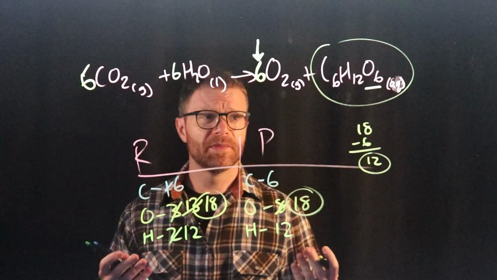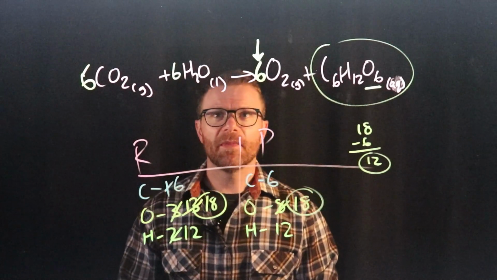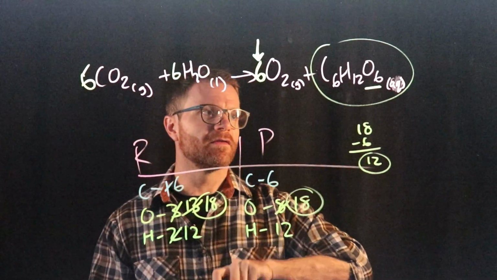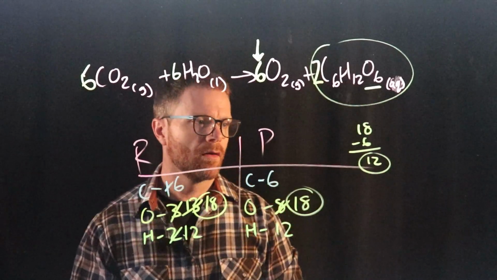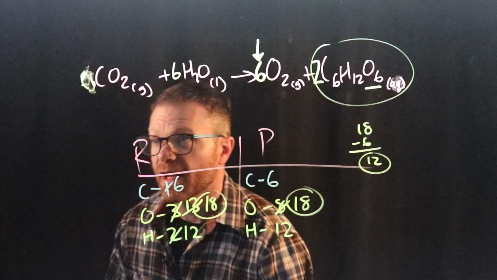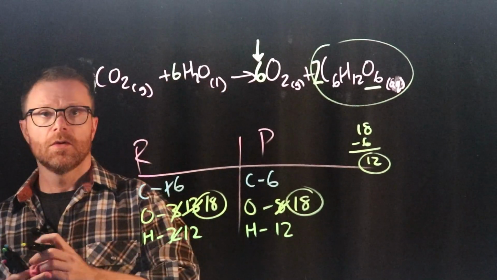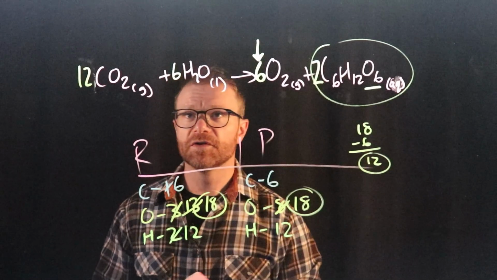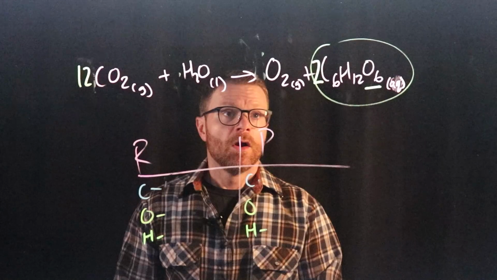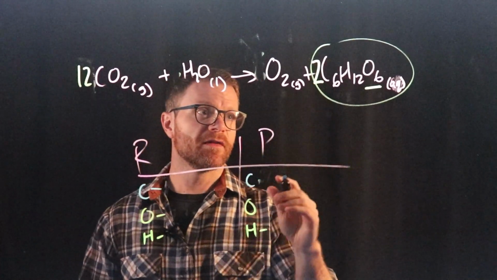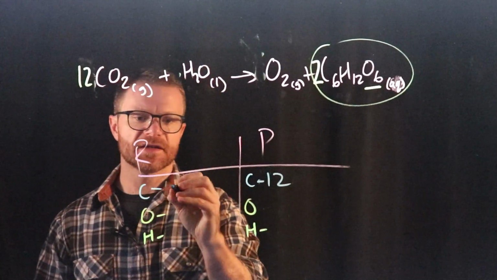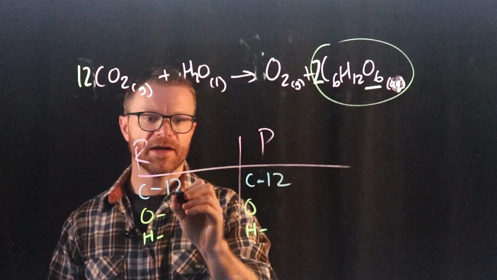Now, there is a possibility that while you're doing this problem, you might have gone a little bit overboard. Like, let's say I put a 2 in front of this glucose here. And I have a 12 in front of this CO2 to balance that out. Let's re-inventory everything really quick. Okay, so if I have a 2 here, that's going to give me 12 carbons here in my products. And if I have a 12 here, that's going to give me 12 carbons in my reactants. That's cool.